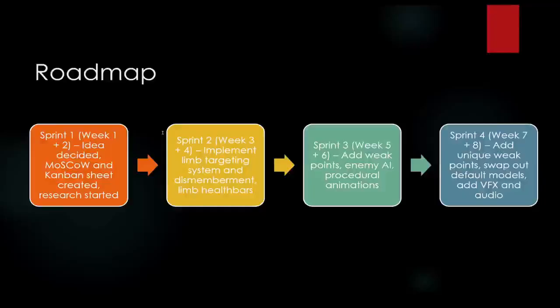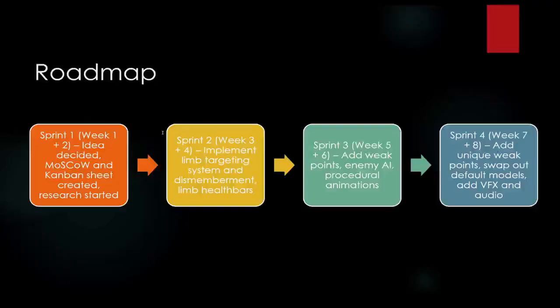This was the agile roadmap I followed. However, it changed over time due to some tasks being scrapped and others taking longer than expected. For instance, the limb targeting system took a while, while the limb dismemberment was simple thanks to a very helpful tutorial. Weak points were not included as they were deemed non-essential to the project, although I do realize this will not be the case in the context of a full-length game.